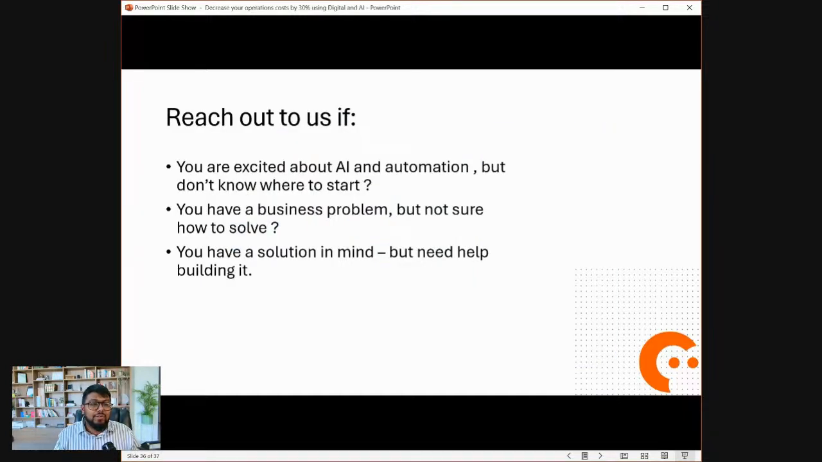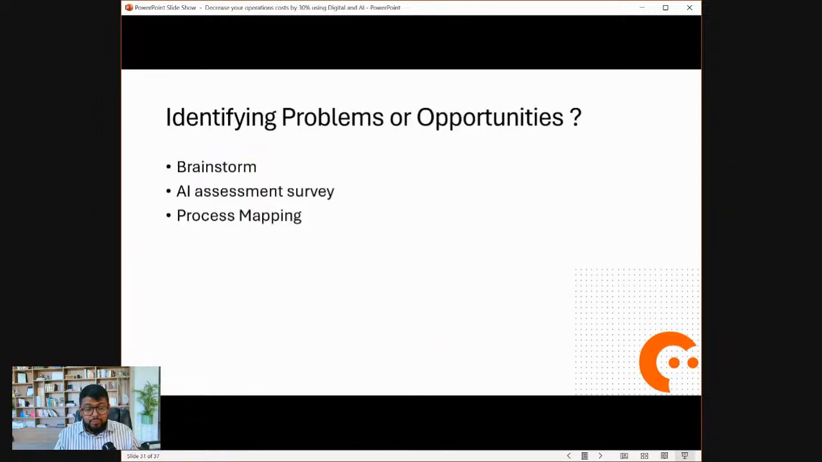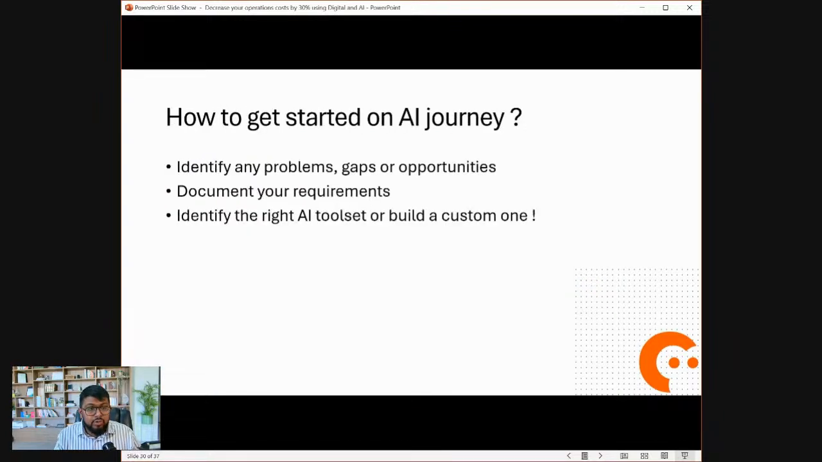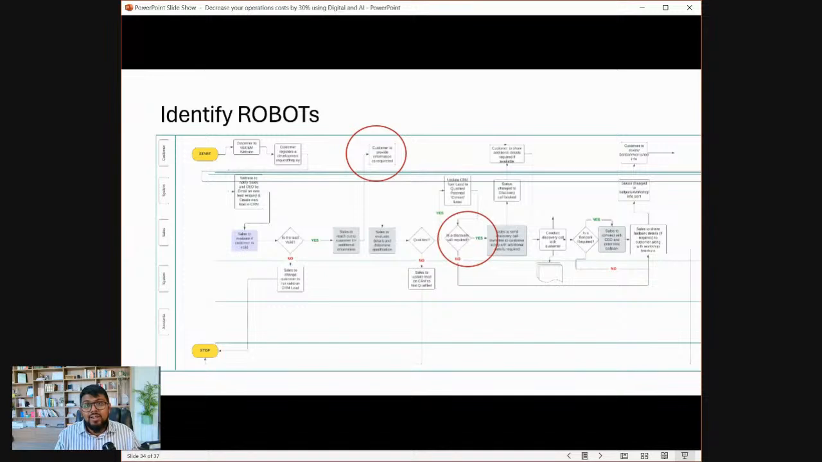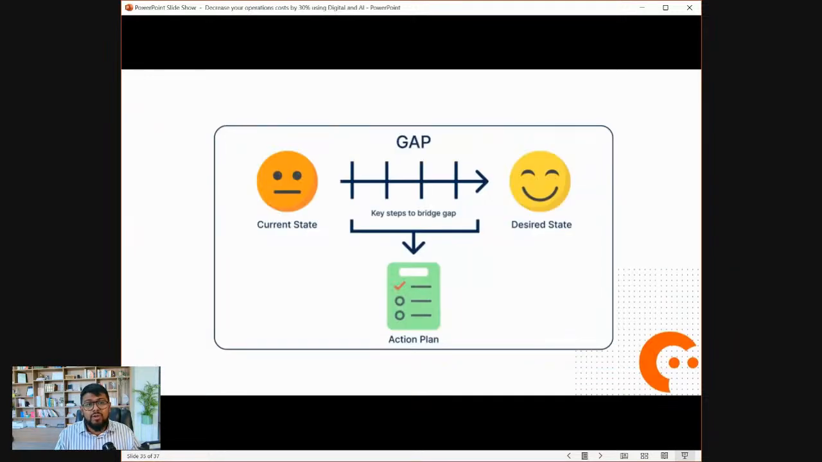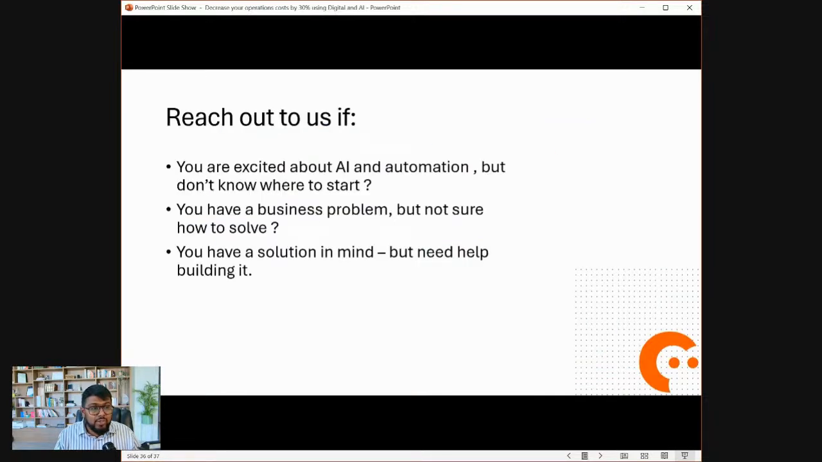And finally, once you have identified those gaps, you put them in requirements, and then from there you can identify the right AI toolset or build a custom one. You can start by playing with custom GPTs, make.com, but once you are at a stage where you think, okay, this is something we would like to solve, then you can reach out to a professional to help you build some of these automations. I said some of them might be expensive, but most of them are not that expensive and very easy to achieve.